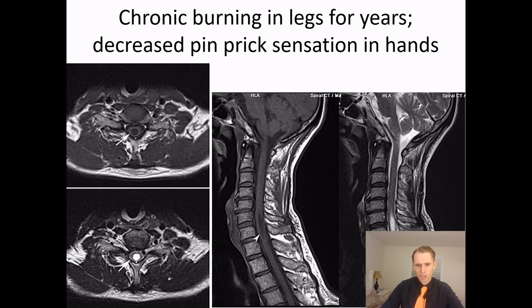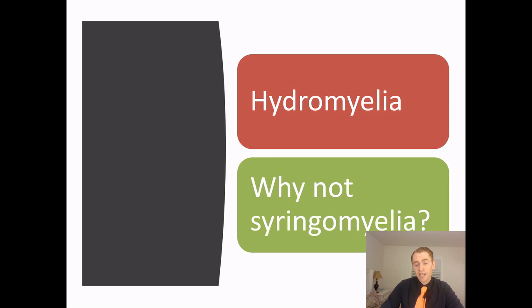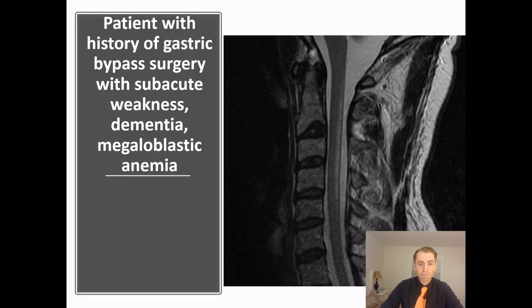If you look very closely, you'll see that it actually follows cerebrospinal fluid on every sequence because the lesion is cerebrospinal fluid. And what this is, is enlargement of the central canal, which is normally present, known as hydromyelia. It's not syringomyelia, which would technically be an area other than the central canal replaced with cerebrospinal fluid.